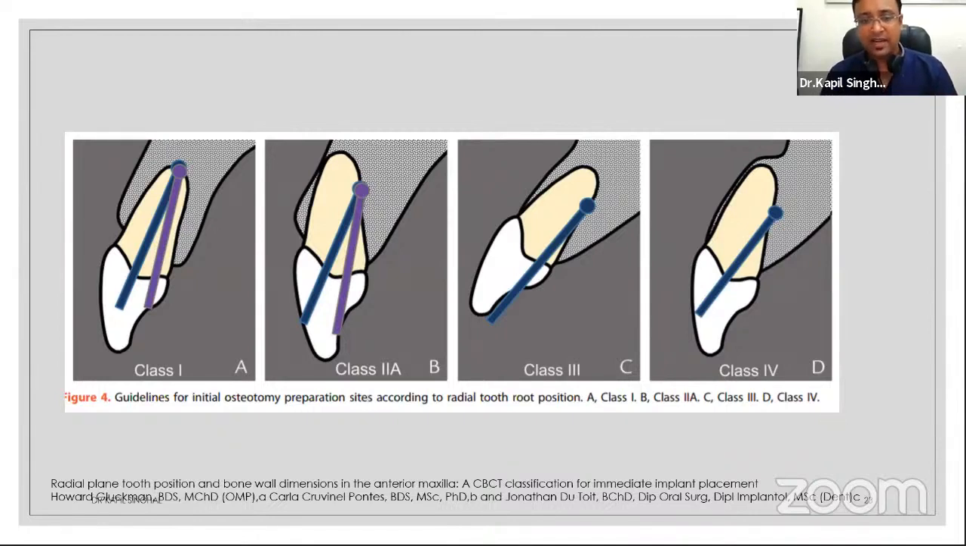So if it is a class 2A type of socket, then you'll make a punch hole on the palatal wall, in 3 also palatal wall, and 4 also palatal wall. So ultimately, while placing the anterior implant, the main aim is that your implant should not come in contact with the labial or the facial plate, and it should have a distance of around 1.5 to 2 mm away from the labial or the facial plate.